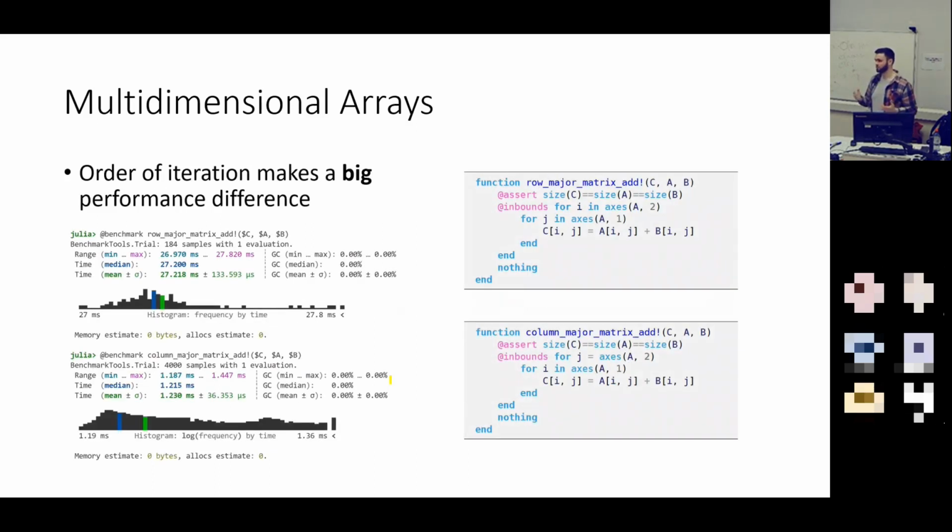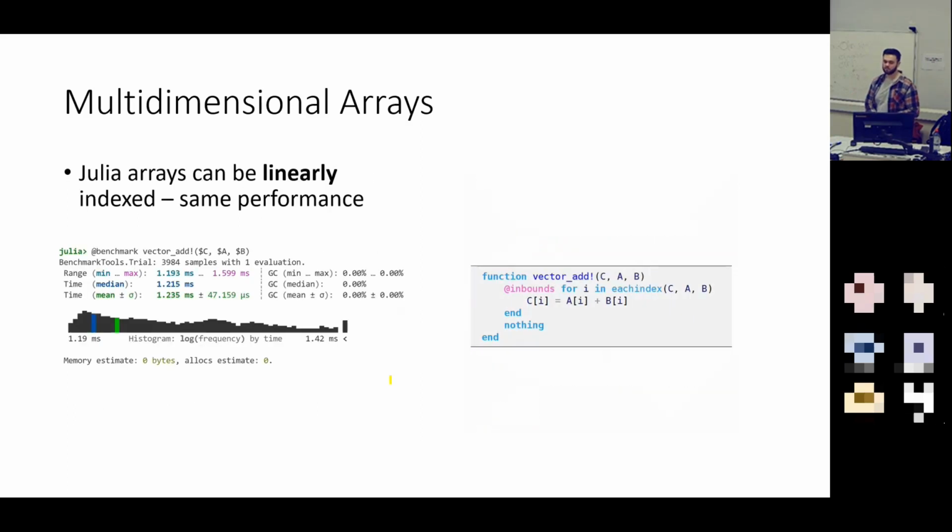Okay. So these are your multi-dimensional arrays, but all multi-dimensional arrays are just stored in a linear block of memory anyway. So Julia lets you just linearly access the elements as well. Even these are the same arrays, I think they're 1024 by 1024. You can just simplify it into one for loop instead and go over the indices linearly.